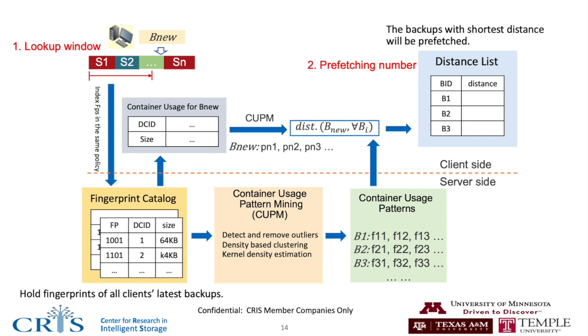In these algorithms, there are 2 parameters. First, what size of lookup window is good enough to approximate the container usage of the processing backup. And second, we want to see the performance behavior as it varies with the different prefetching number.